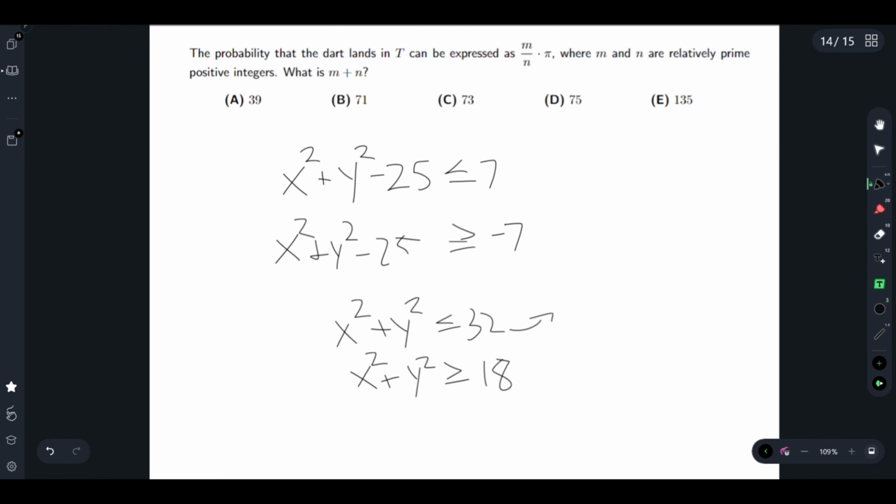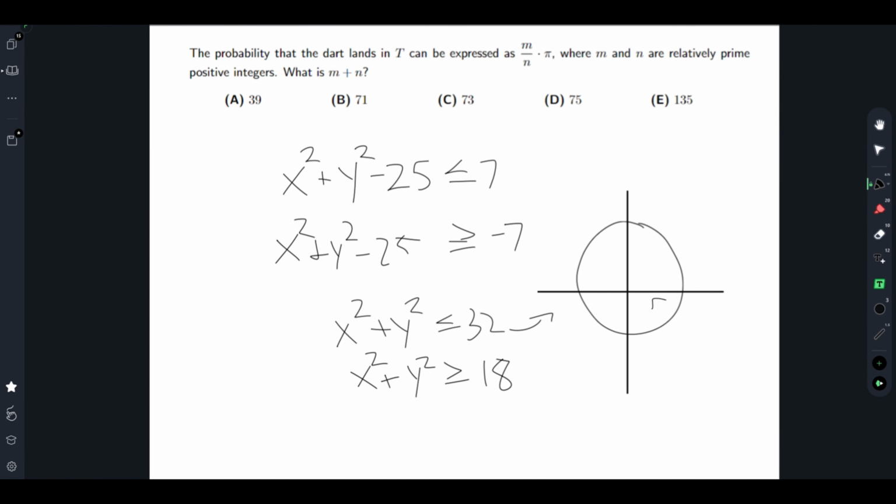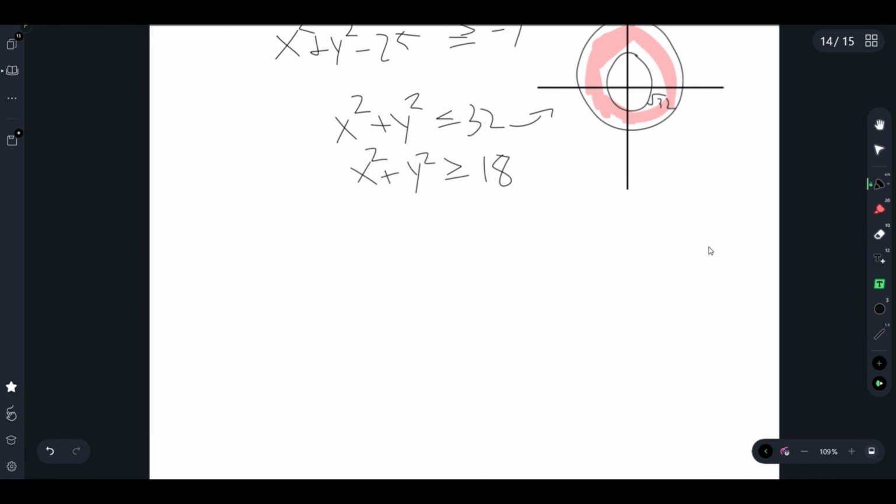These are equations where we have one circle with radius root 32 and the other one with radius root 18, and we want to find this area. This is the target. This is pretty simple. We do 32 pi minus 18 pi to get 14 pi.